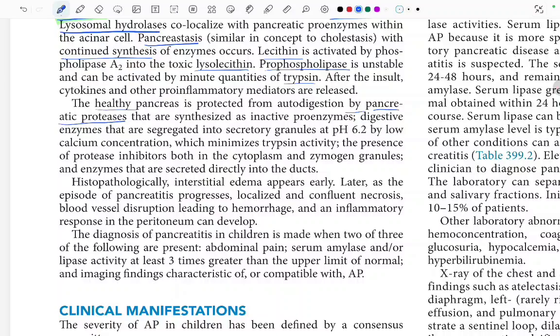Histopathologically, interstitial edema appears early. Later, as the episode of pancreatitis progresses, localized and confluent necrosis and blood vessel disruption leading to hemorrhage, and an inflammatory response in the peritoneum, can develop.